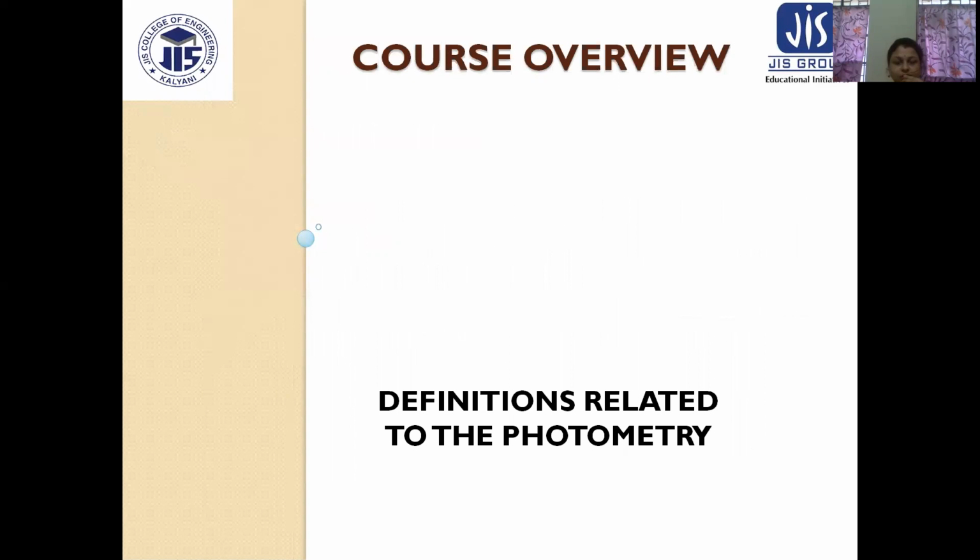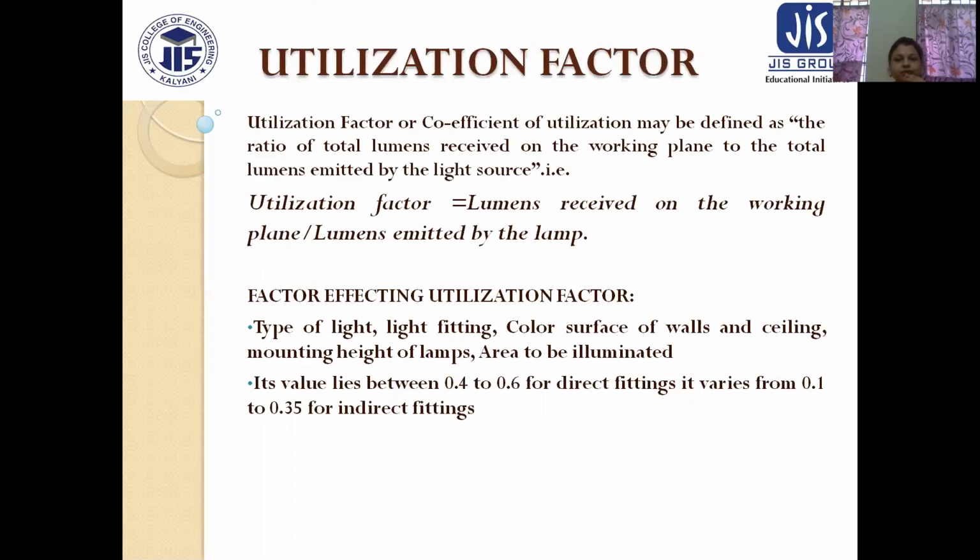So today's course overview is definitions related to photometry. Before I go to the topic, first of all I want to say that illumination engineering is based on light and different types of light sources. Mainly the source of light is the sun. In the ancient age, human life revolved around sunrise and sunset, right?